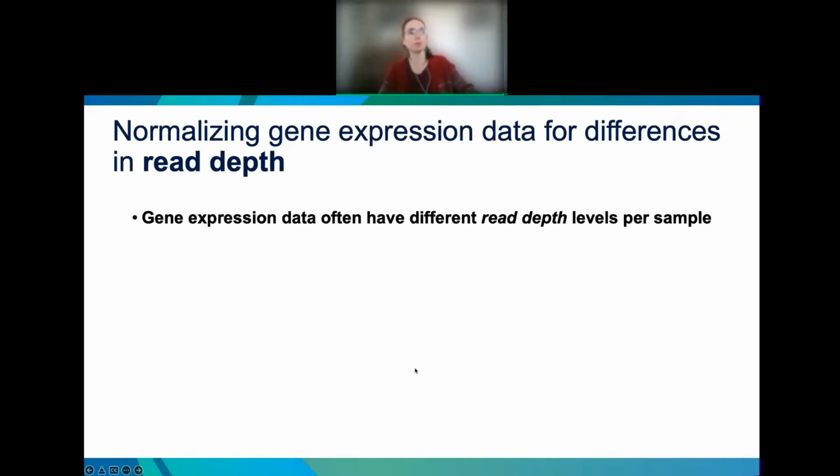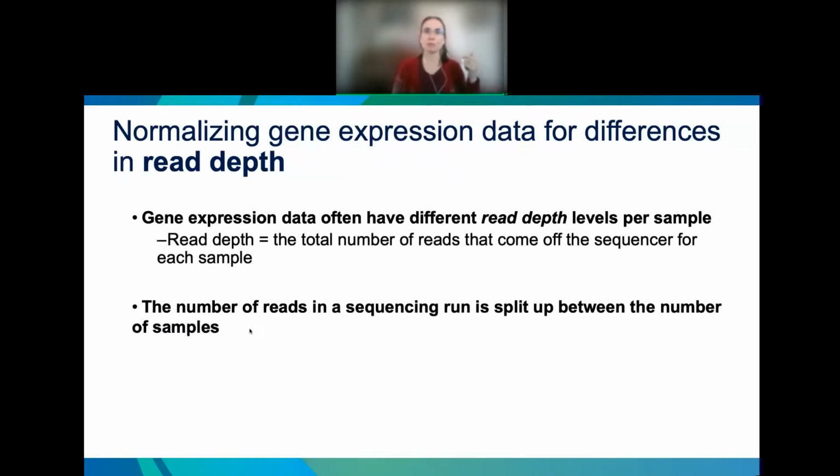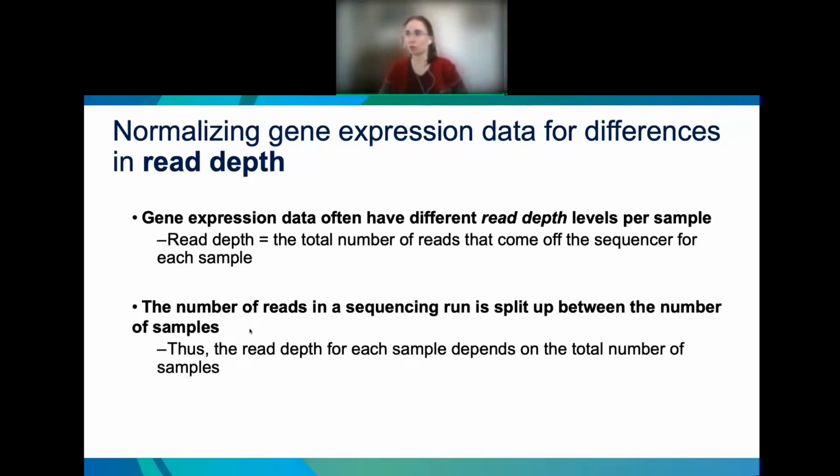All right. So after we've talked about the way that we can test a hypothesis gene by gene, we've noted multiple times previously that we're not going to be able to do this comparison accurately before normalizing our expression data for differences in read depth. Gene expression data have different read depths per sample, because read depth is the total number of reads coming off the sequencer for each sample. And that number of reads for each sequencing run is split up between the number of samples. So depending on the total number of samples in each run, the read depth for each sample can differ.